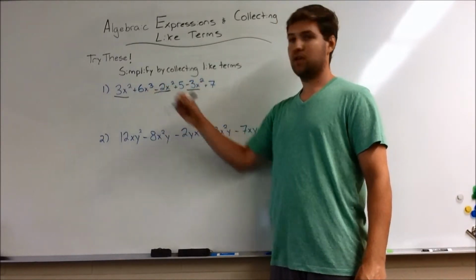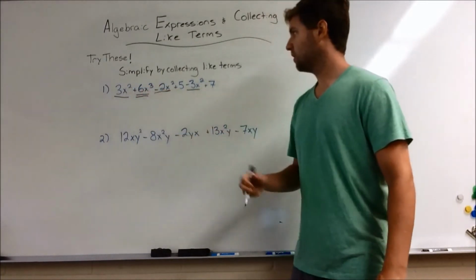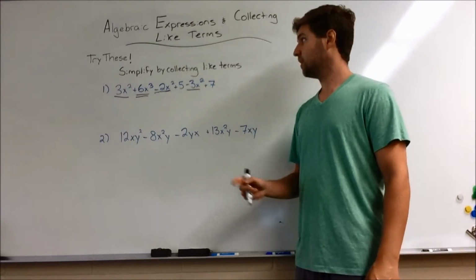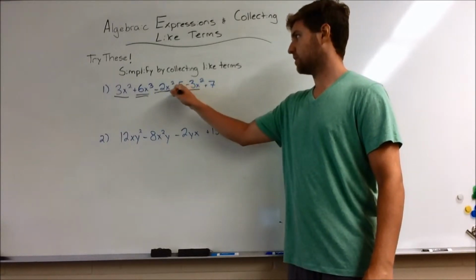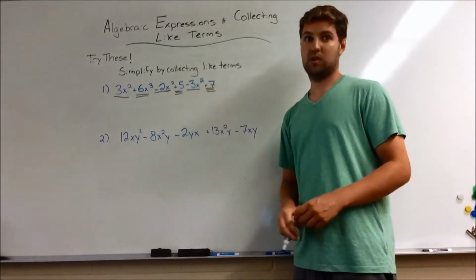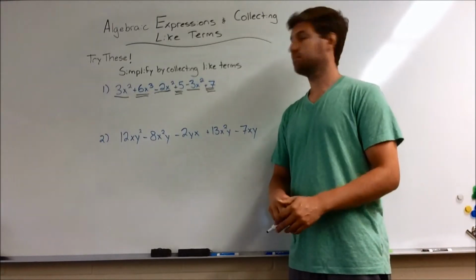We move along. x cubed, and a double underline that one. And we have no more x cubed terms here. And finally we have positive 5 and positive 7. Those have the exact same variable, nothing, the exact same exponent, nothing.